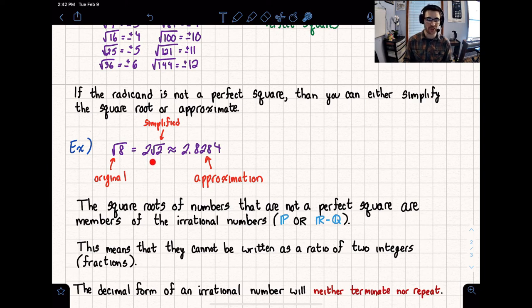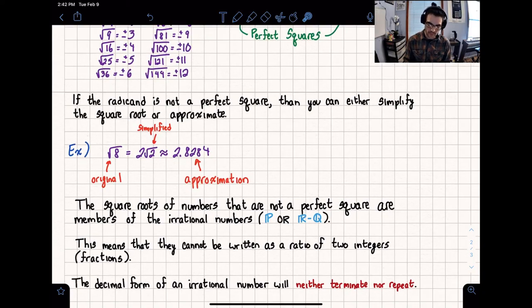For wherever you are in your education, if you're not familiar with the simplification process, then you are better off either leaving it as the original or an approximation. You would just plug your square root of 8 into a calculator, and I stopped at the first 4 decimal places. That's usually how I like to round. Just a personal preference. You're free to go as far as you want to.